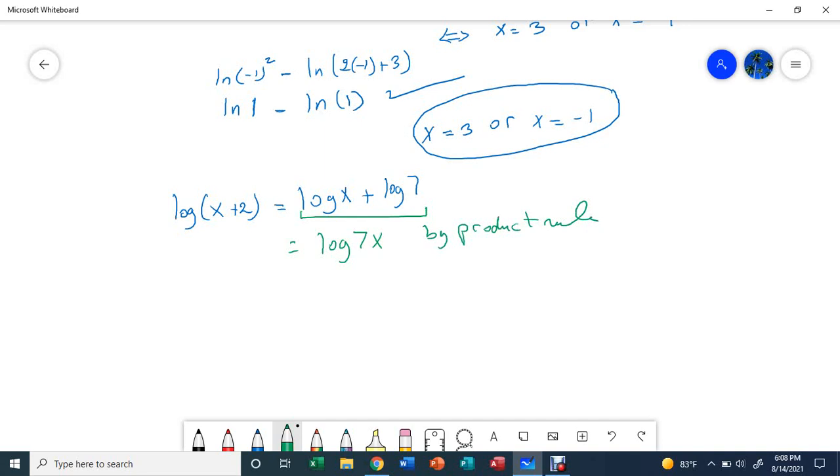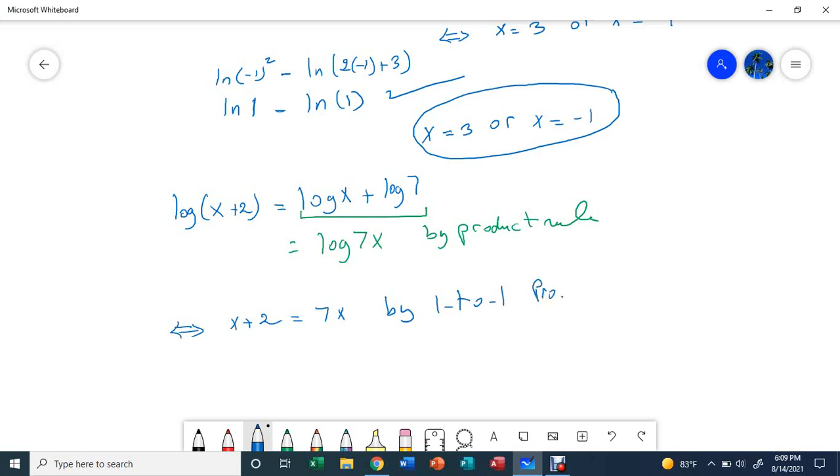So now I have the same base of log on both sides, so I can use the one-to-one property and conclude that x plus 2 must be the same as 7x, by the one-to-one property.